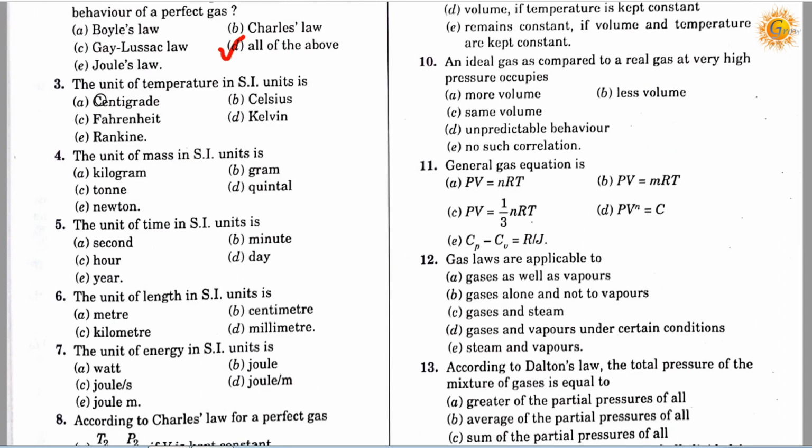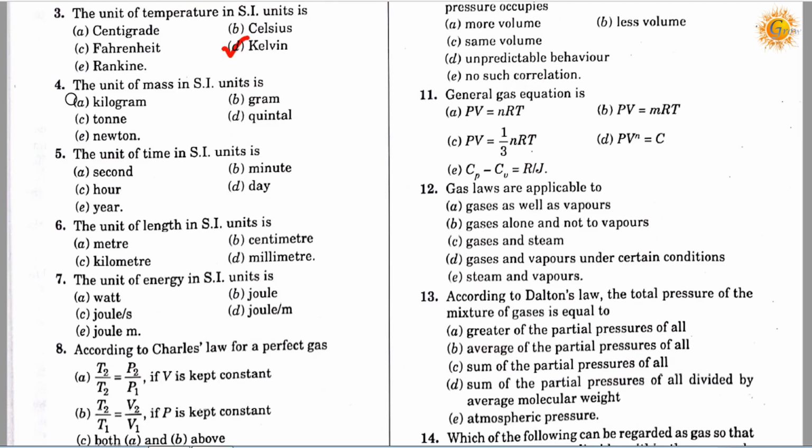Question number 3. The unit of temperature in SI units is: option A centigrade, option B Celsius, option C Fahrenheit, option D Kelvin, option E Rankine. Correct answer is D, Kelvin.